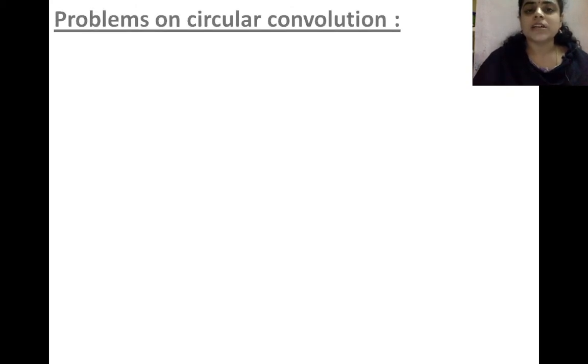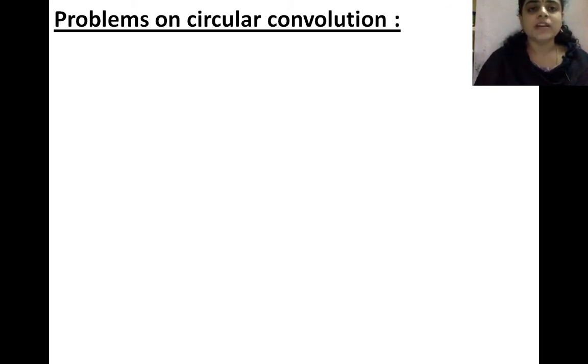Now we are going to see a very important method, that is, problems on circular convolution. How we are going to solve the problems: as we are not in the classroom, it is a bit tough for us to do circular convolution, but try to understand and listen to this lecture 1 or 2 times, then you will get some idea how to do the problems and how to solve them yourself.